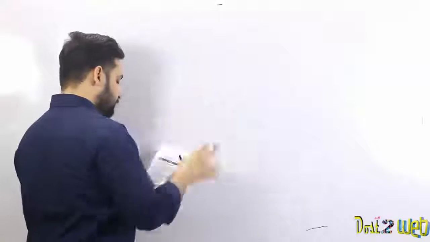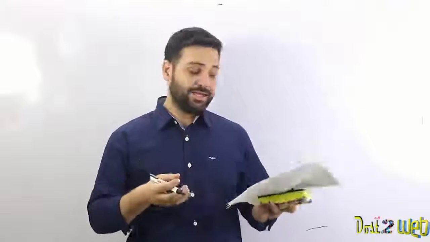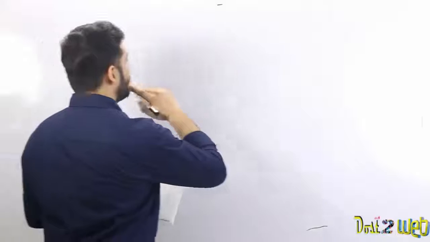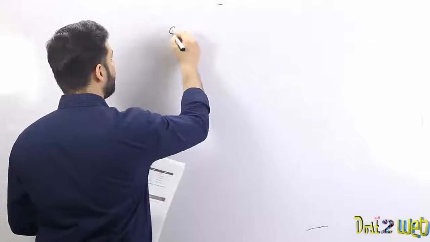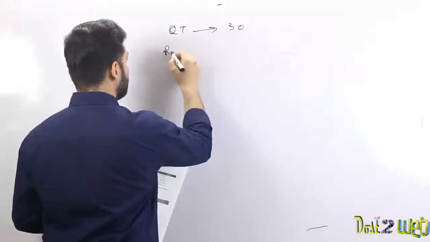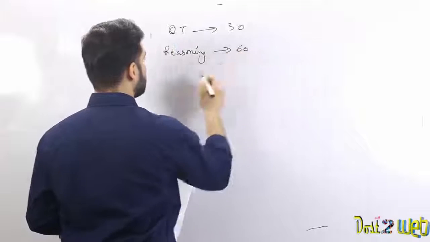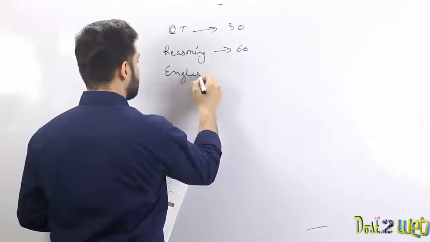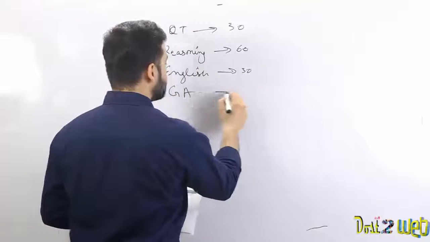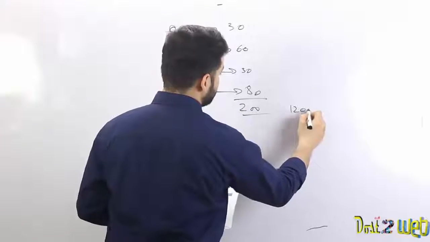In phase 1 there are 4 subjects: quantitative aptitude, reasoning, English language and general awareness. It is a 200 marks paper and it is all objective. There is QT of 30 marks, reasoning 60 marks, English again 30 marks, and GA or general awareness of 80 marks. So total 200 marks, 120 minutes.